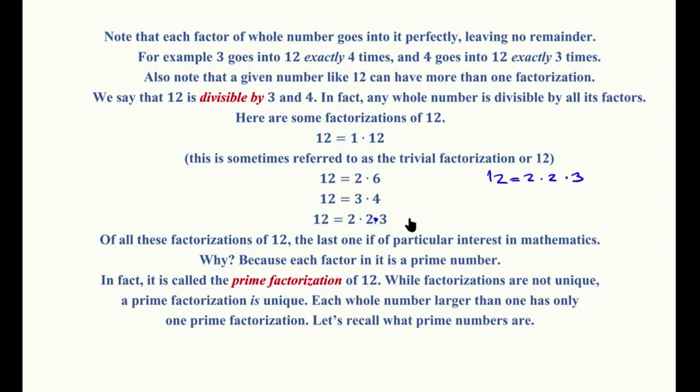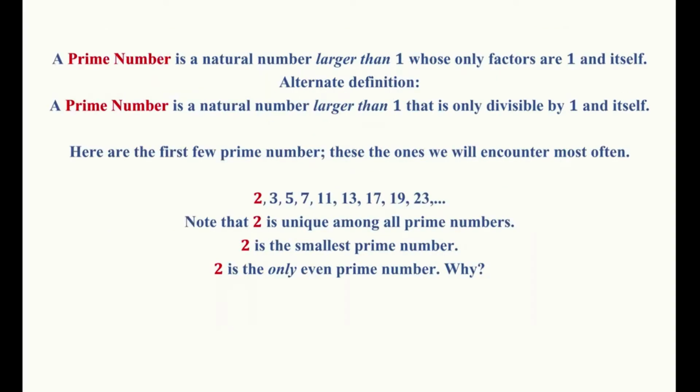It's going to play an important role in everything we do with respect to factoring from this point forward, so it's important to understand it. Let's formally remember what a prime number is again. A prime number is a natural number larger than 1 whose only factors are 1 and itself. So if you want to talk about it in terms of divisibility, you can come up with this alternate definition. You can say a prime number is a natural number larger than 1 that is only divisible by 1 and itself. That's just another way of saying the first sentence.